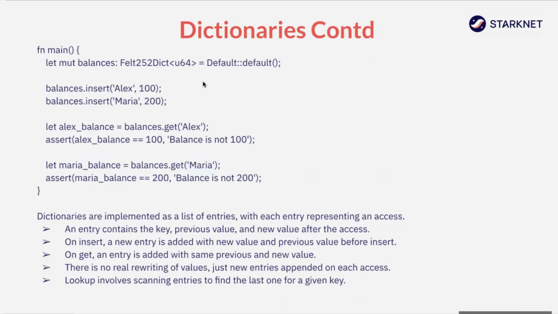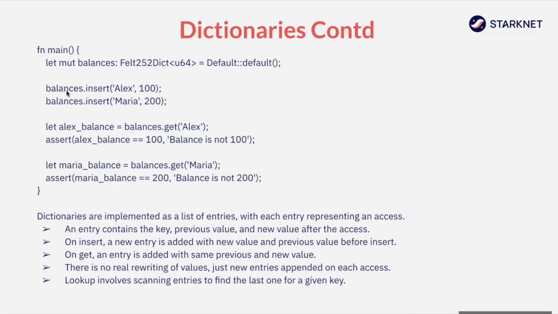So this is an example of a dictionary. We declared balances of a person, like the balances in your account, for instance. Your key could be your account name, which is of type felt252, and then you need to get your balance. In this case, the value, your balance, is of type u64.